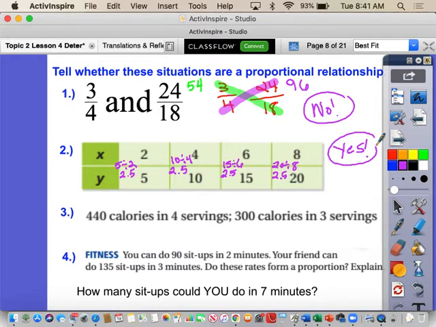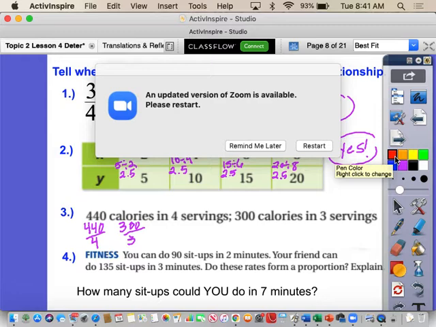Cross-multiply. Okay, if we cross-multiply, then I probably need to set up those ratios as fractions first, which we can totally do. You can always write a ratio as a fraction. So we would have 440 calories over 4 servings, 300 calories over 3 servings. Right, so then Cameron, what would I need to multiply 440 by if I'm cross-multiplying? 3. Yes. And what would I need to multiply 4 by? 300. Good.